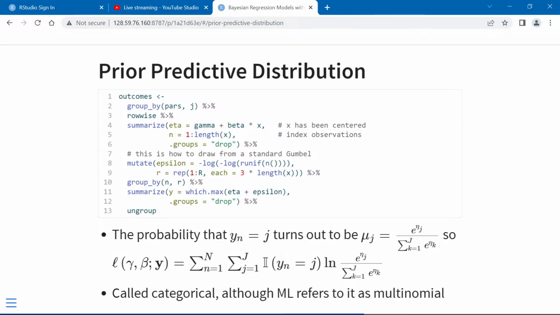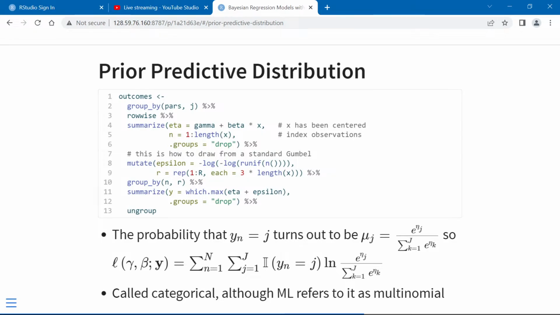And so when it is true, we have 1 multiplied by the logarithm of the probability that the person purchases the little jth brand of orange juice. When this is false, we just have 0 times the probability that they chose some brand of orange juice that they did not, in fact, buy. So that is the log likelihood for this model, and this model is called categorical, at least by statisticians.